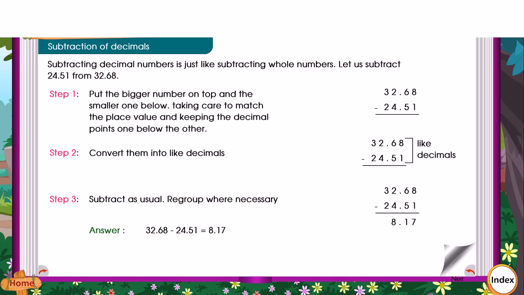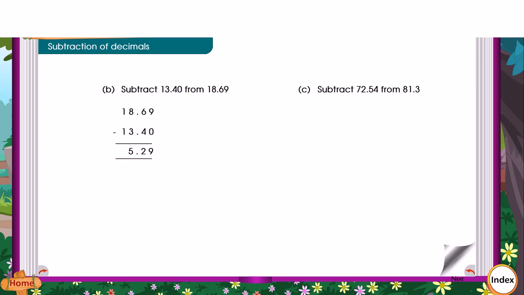B. Subtract 13.40 from 18.69. 18.69 minus 13.40 is equal to 5.29. C. Subtract 72.54 from 81.3. 81.30 minus 72.54 is equal to 8.76.